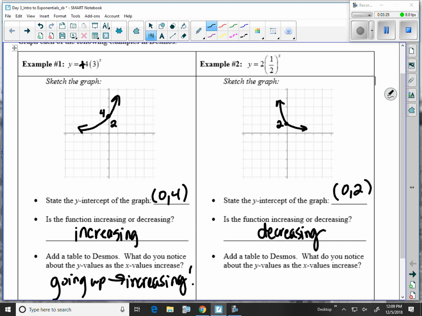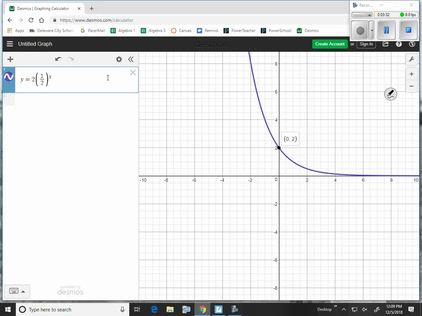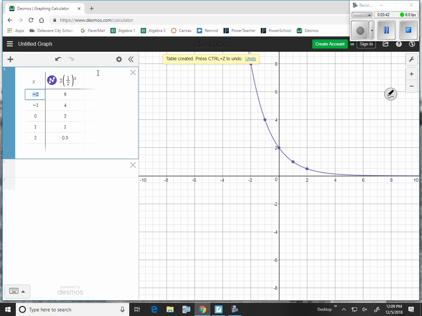Now you're going to do the same thing with the table. Add a table. If you need to see it again, I'll do it up here. It's of utmost importance that that box stays highlighted. If I click down here, it won't work. If I click this box and then I click the wheel, then I can add a table. It has to be highlighted. What do you notice about the y values? They're decreasing. They're getting smaller, right? That is a decreasing graph. So as your x gets bigger, your y is getting smaller. You tracking with me?